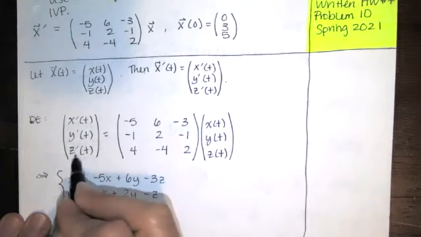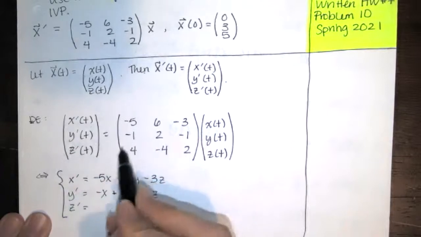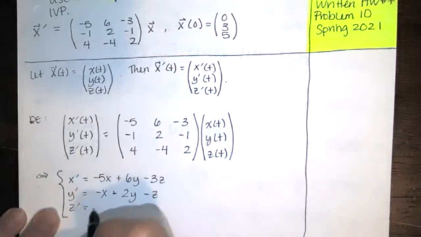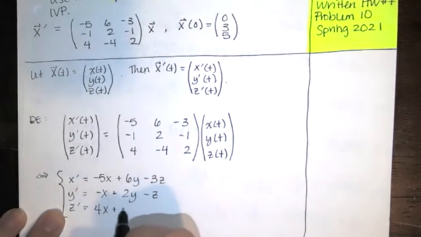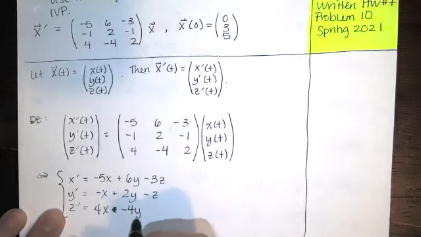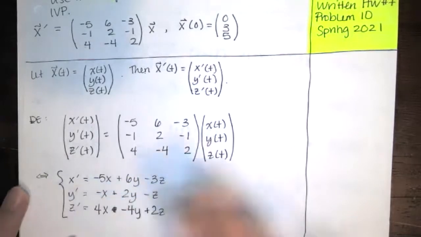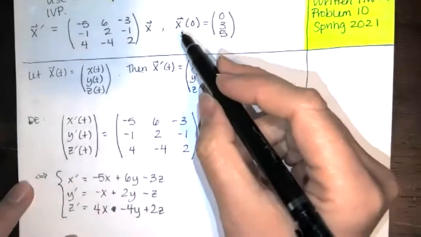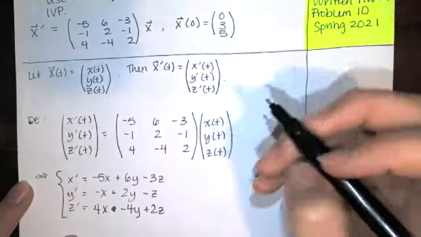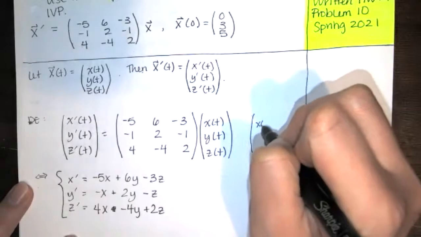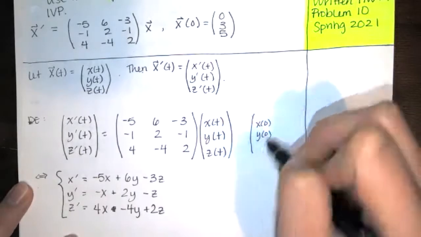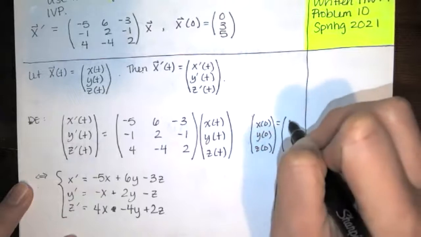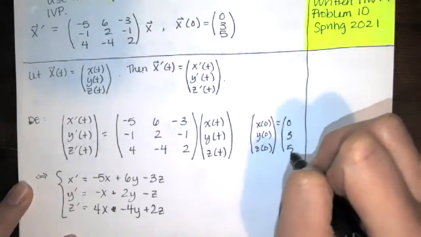And to get the third row first column entry, we take the third row of this matrix and we dot it with the first column of that matrix. So I'll have 4 times x minus 4 times y plus 2 times z equals that z prime. So that's the differential equation. And x of 0 equaling this vector just means that this vector, x of 0, y of 0, z of 0, is equal to 0, 3, and 5.